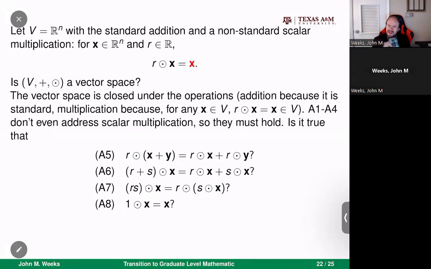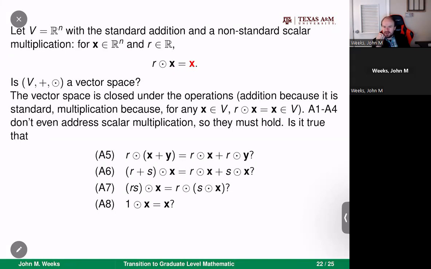But is it true that we have A5 through A8? Can you think of one of these axioms that doesn't work here? Well, one that stands out to me, and there's a couple that stand out to me, is A5, A6. I'll just pair those together. And it's because of our distributive property, right?